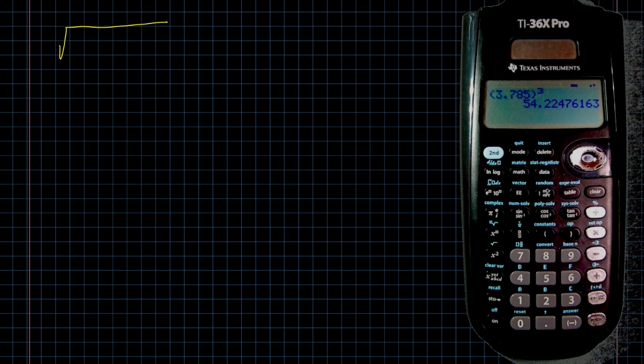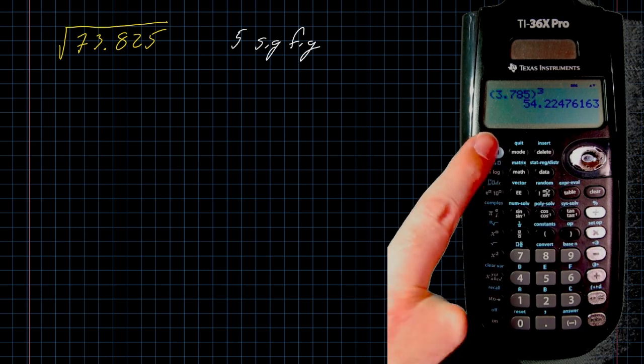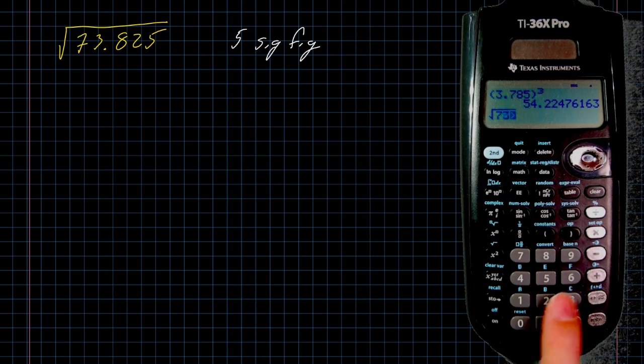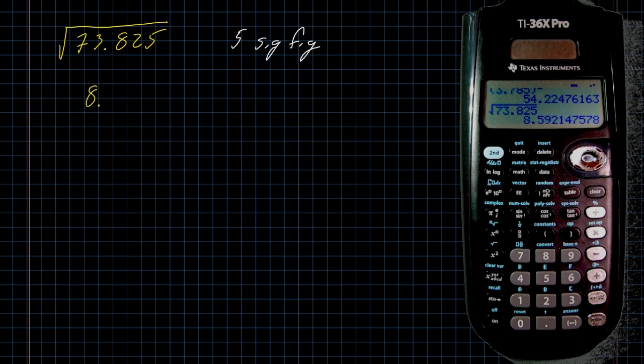All right, how about a square root of, I don't know, 73.825? I notice that 73.825 has 5 significant figures. So when I take the square root of 73.825, my calculator gives me this long string of digits. I only take the first 5. 8.5921. There's 5 digits. The next digit is a 4, tells us to round down, so we're in good shape.